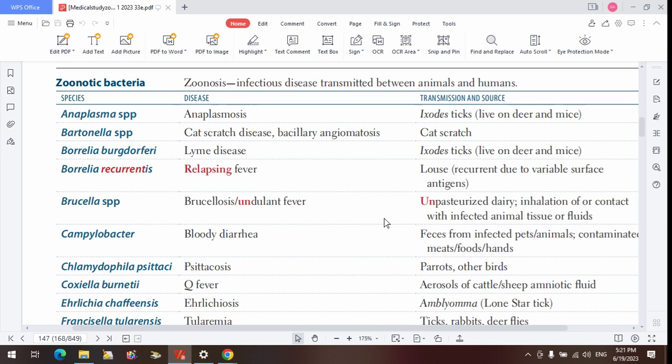Is it the one with lymphocytosis? No. So which one is the one with lymphocytosis? Bordetella? I think. No, that is pertussis. Okay, pertussis. What's the question? Whooping cough. She said, which of the following bacterial infections is associated with lymphocytosis? Oh, okay. That is pertussis.